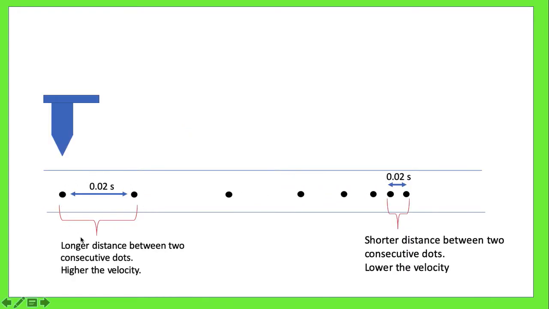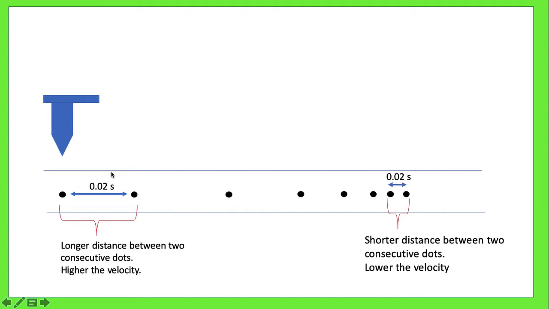The longer the distance between two dots or two ticks, the higher the velocity of the object. The shorter the distance between the two dots or two ticks, the lower the velocity of the object. This is because the time taken between the two dots is the same. It is equal to 0.02 second.